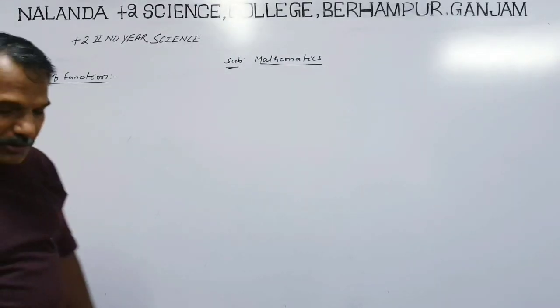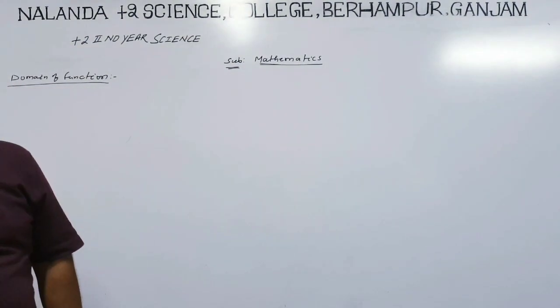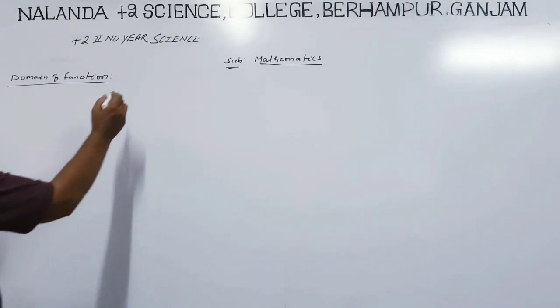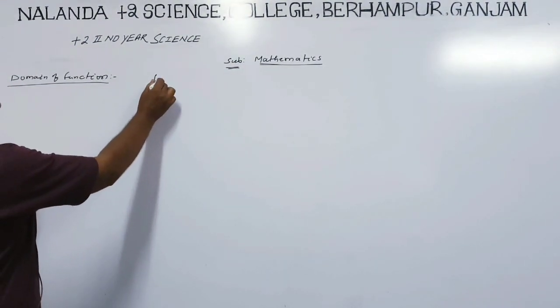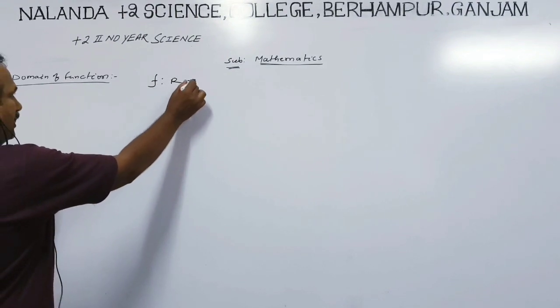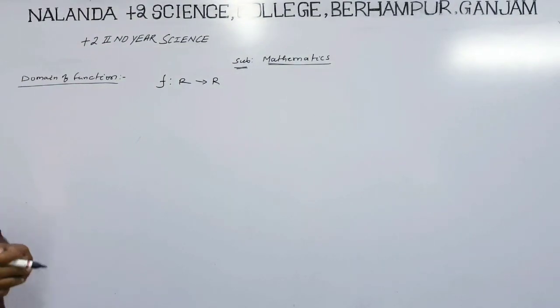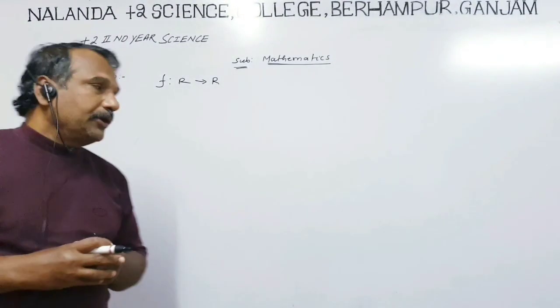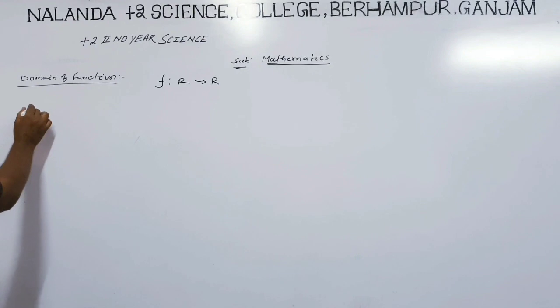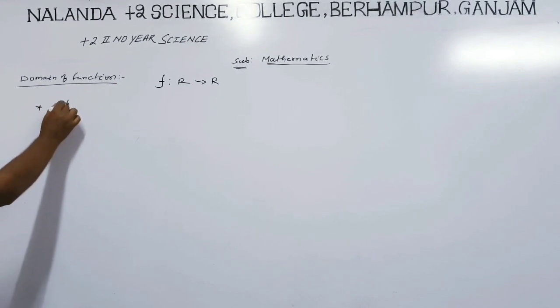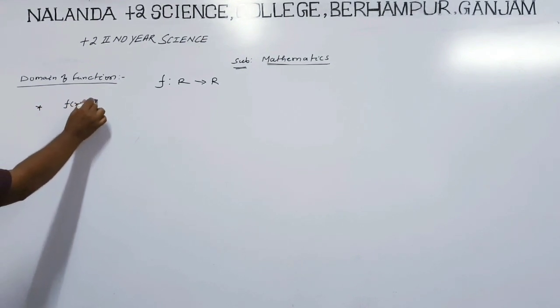Now today I will discuss the domain of different types of functions. Here f is a mapping from real numbers to real numbers. Last class I discussed functions from x to y, now real number to real number. Case one: suppose f of x equals 1 by x.